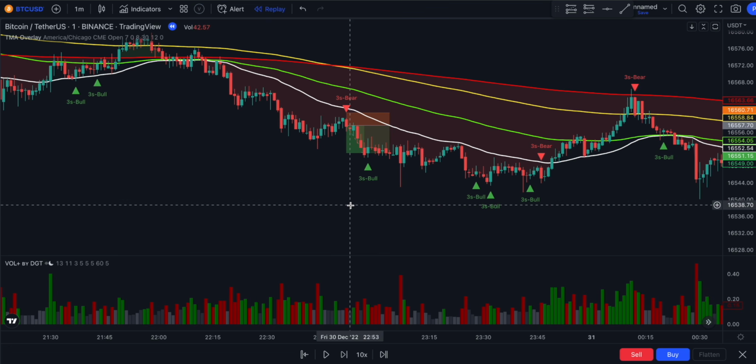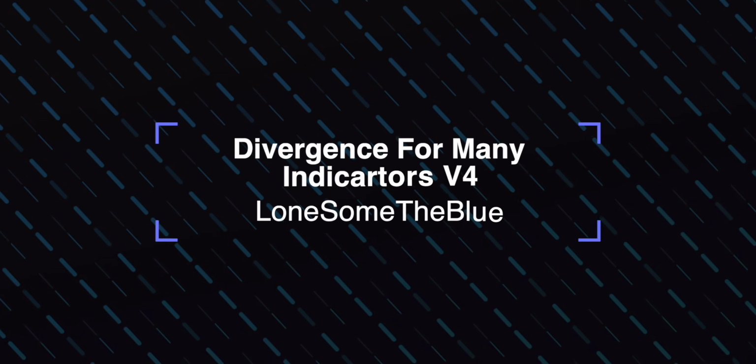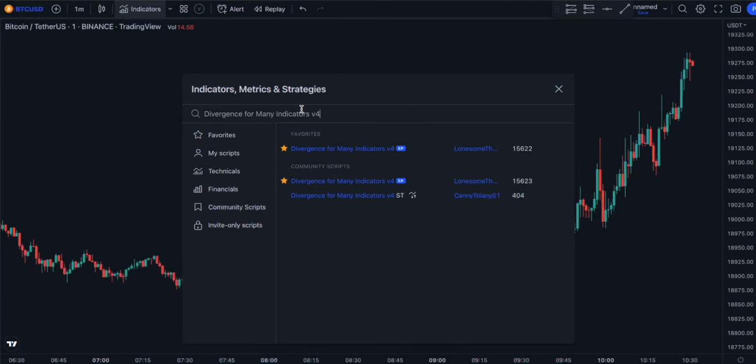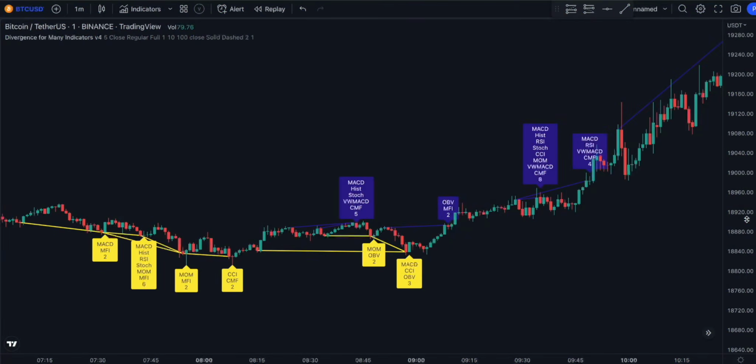Okay, now let's move on to the indicator number 2. This one is called Divergence for Many Indicators V4 by Lonesome the Blue. Be sure to add it to your collection. This tool basically checks every single candle for different divergences.